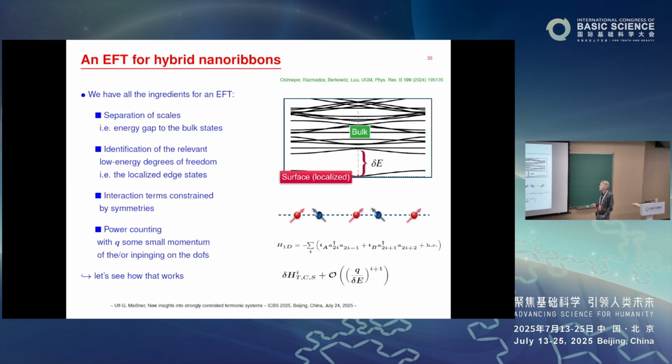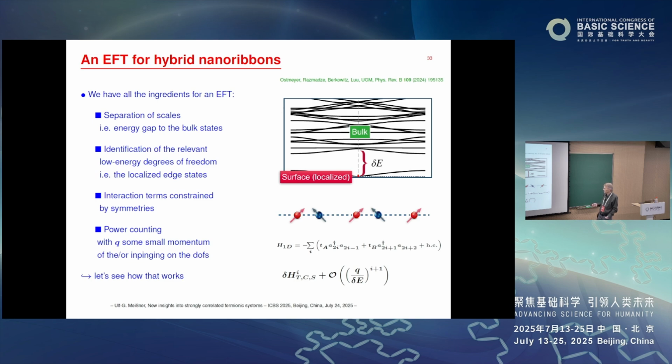But let me now come back to the EFT. So far we have only done Monte Carlo simulations, but now we also want to do an EFT for nanoribbons. And we have all the ingredients, separation of scales. You see here are our localized states with zero energy, and there's this difference to the bulk where all these other states sit, and this is delta E. So separation of scales is given. The relevant degrees of freedom are, of course, the localized edge states. The interactions are constrained by the symmetries T, C, and S. And we have a power counting: if Q is some small momentum impinging on the degrees of freedom, then we essentially expand in Q over delta E.